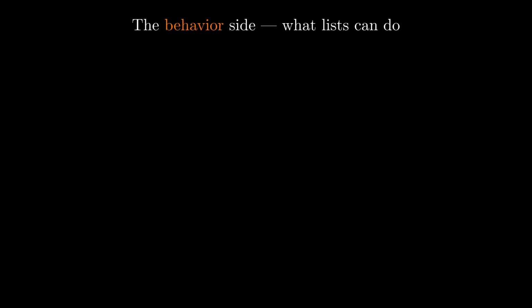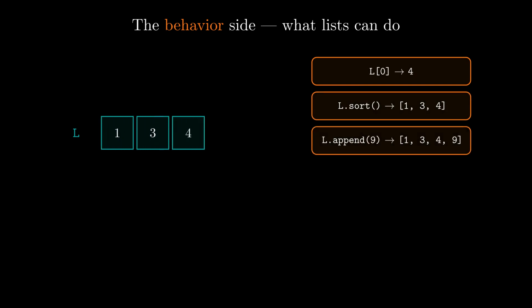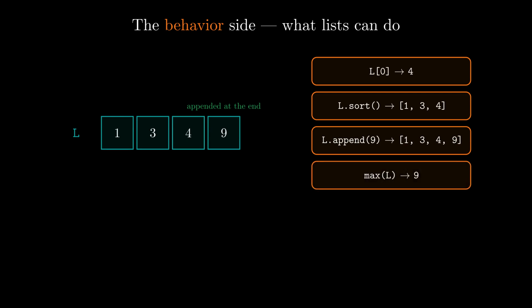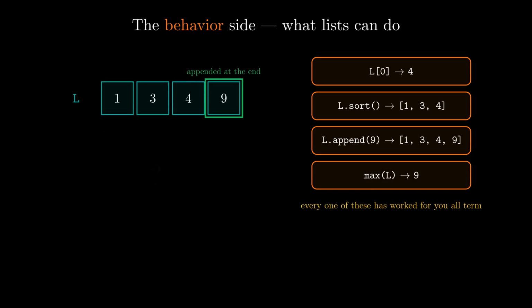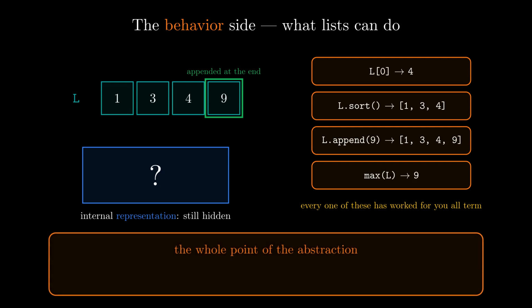On the behavior side, you already know a lot of what lists can do because you have been using them all along. You can index into a list, you can sort a list, you can append an item to the end, you can ask for the maximum element. Every one of those operations has worked for you all term. And not once did you need to know which layout the designer picked. The internal representation stayed hidden while the behaviors did the work. That separation is the whole point of the abstraction. You program against what a list does, not against how it is stored.